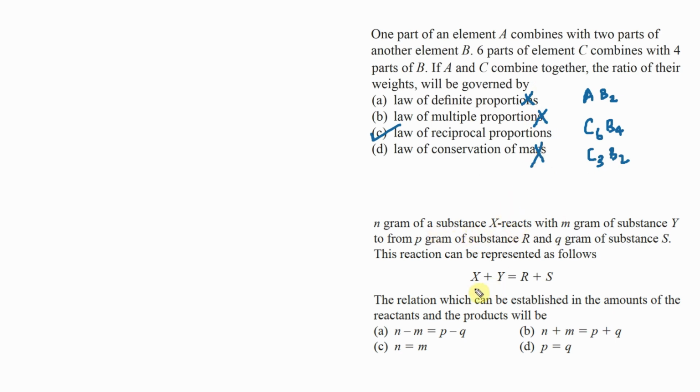N grams of substance X reacts with M grams of substance Y to form P grams of substance R and Q grams of substance S. So the law of conservation of mass tells you N plus M equals P plus Q. Grams of reactant equals grams of product. Understand, this can be modified. N minus P can be equal to Q minus M, like that. So, be very careful.